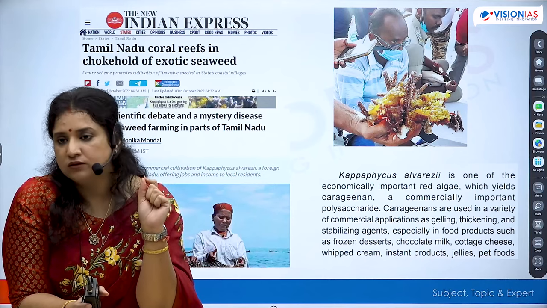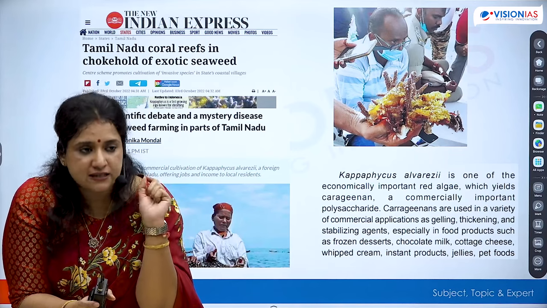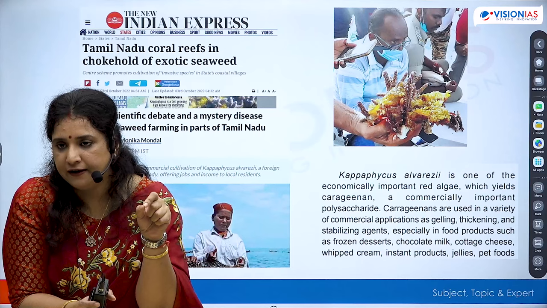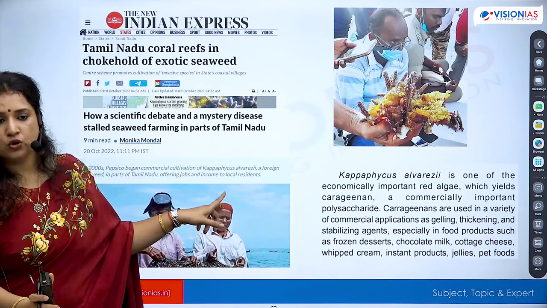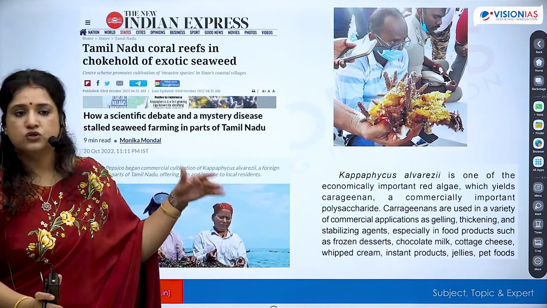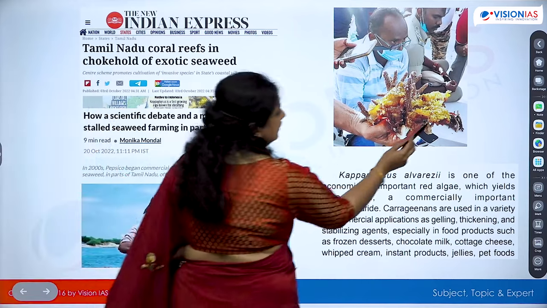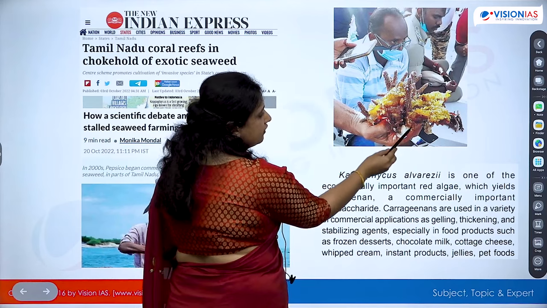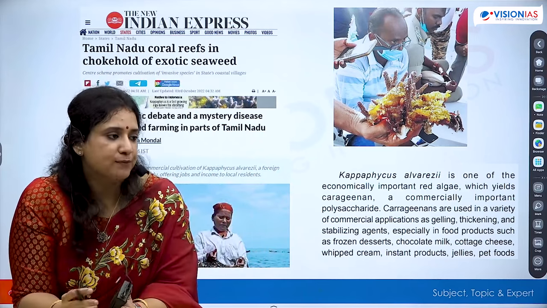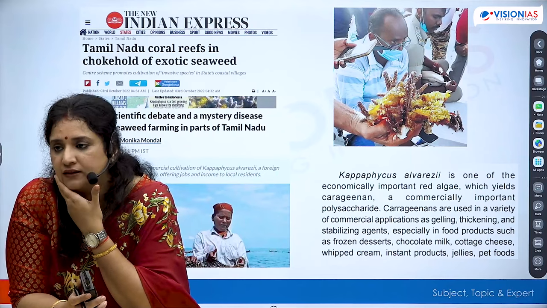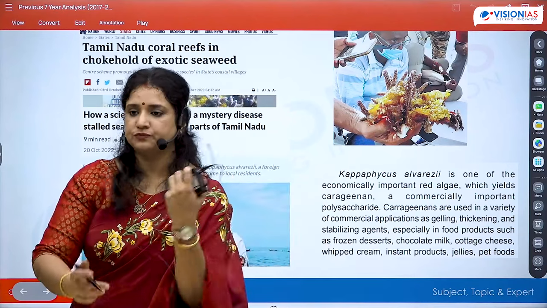And PepsiCo, everyone knows the PepsiCo company. PepsiCo was extensively farming this seaweed on the shores of Tamil Nadu. It's a seaweed, so farming will happen in water, okay. So it was extensively farming this seaweed in Tamil Nadu. And it is an invasive species. So what you see here is a coral reef around which this particular seaweed is capturing the coral reef, right? It is destroying the coral reef. This is the yellow seaweed, and what you see, these tentacles are the coral reef, corals.